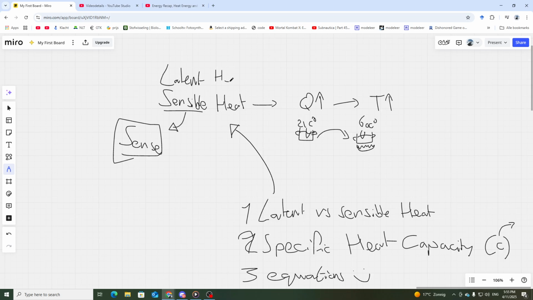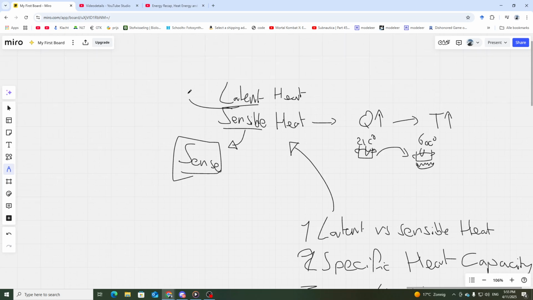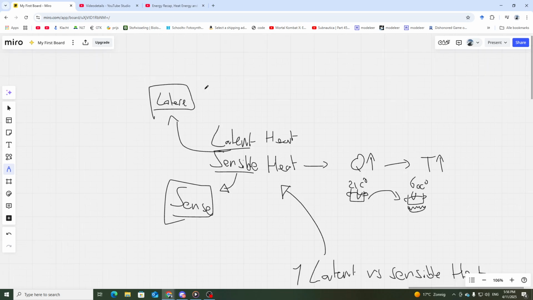Latent heat, on the other hand, is the exact opposite. Latent comes from Latin, latere, something like that. I don't know how to say it and I don't know how to spell it, but I do know what it means, and it means to be hidden. So hidden heat. And why do we call it hidden heat?